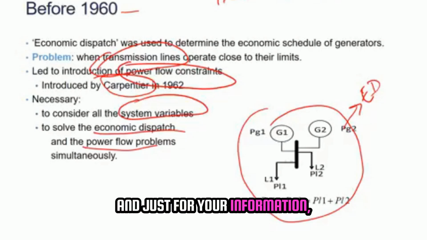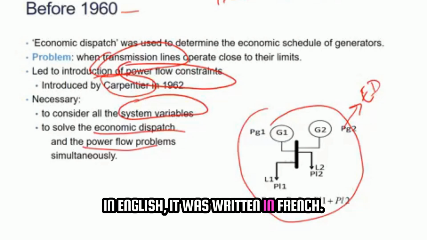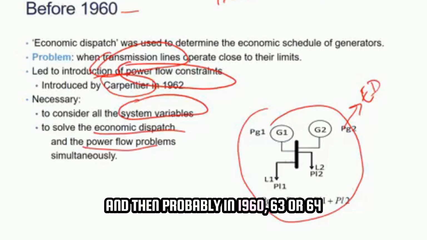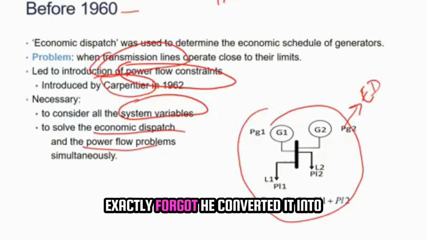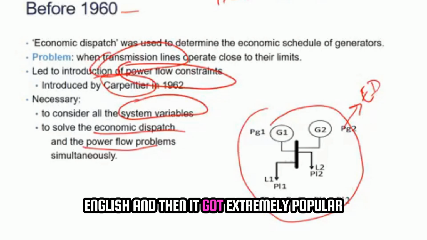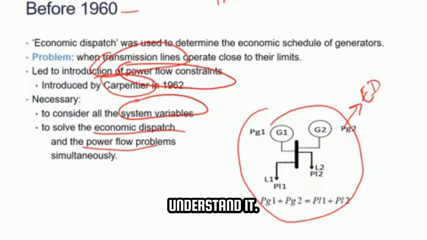And just for your information, the paper that Carpentier wrote was not in English. It was written in French, and then probably in 1963 or 64 some person from the UK or US, I forgot exactly, converted it into English, and then it got extremely popular and everybody was able to read it and understand it.